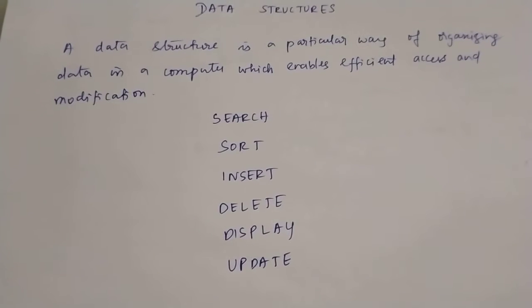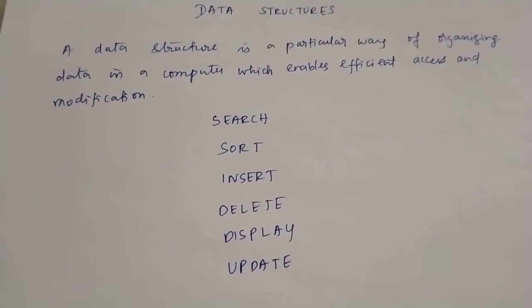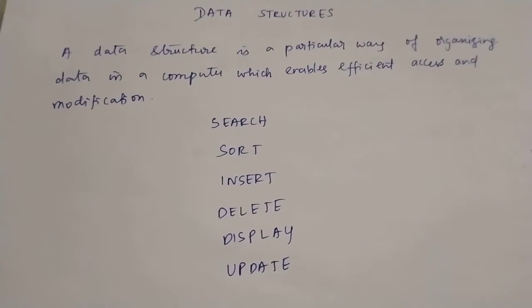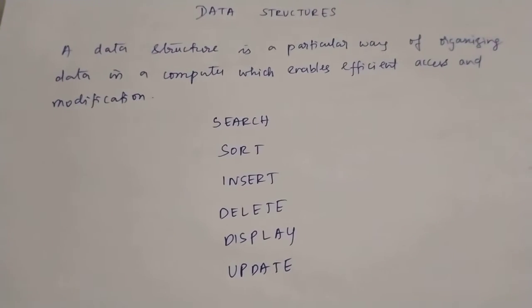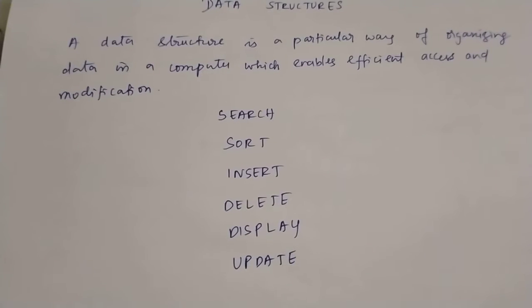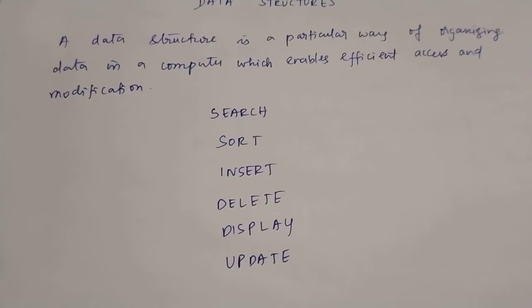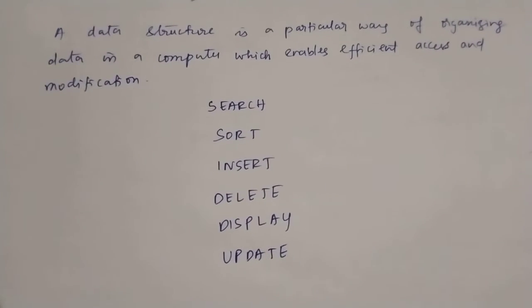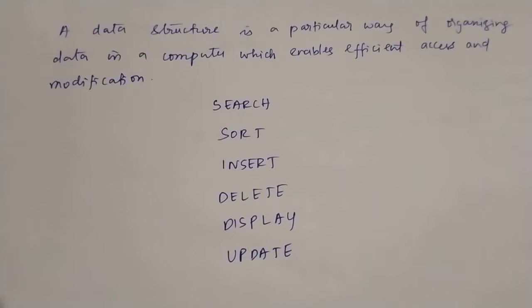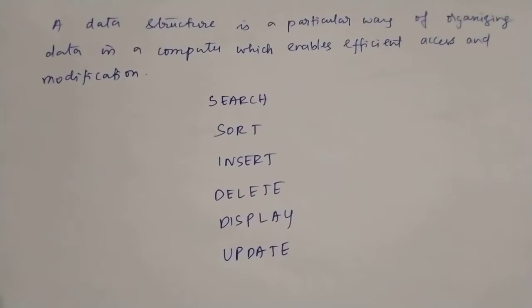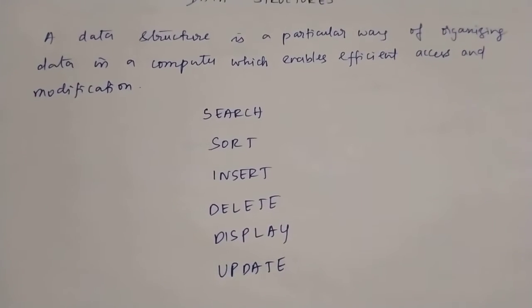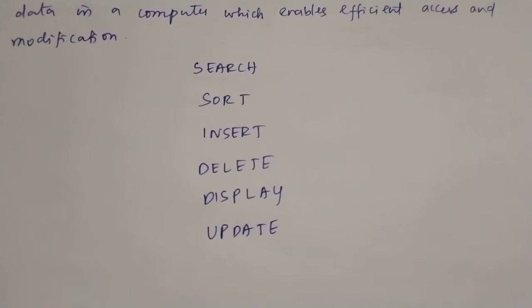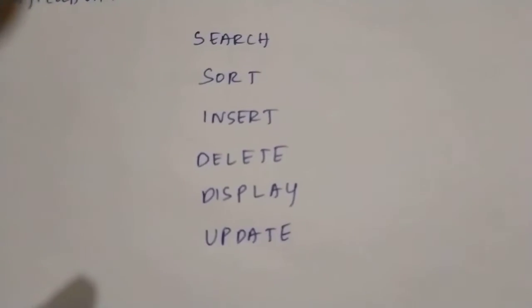If the books in a library are arranged in alphabetical order or in a specific domain, it's very easy to do the following operations listed below, like searching a book, sorting, inserting a book, deleting, display, update. So when the data is organized, it is very easy to do all these operations. So these operations can be done only with the data structure.